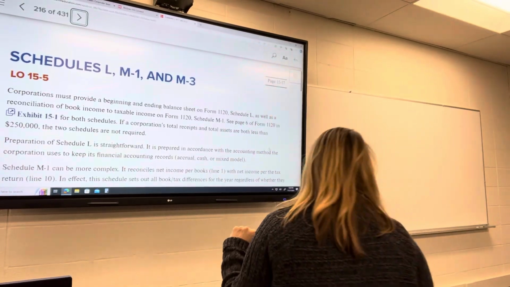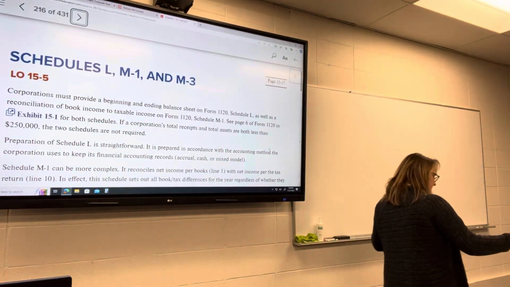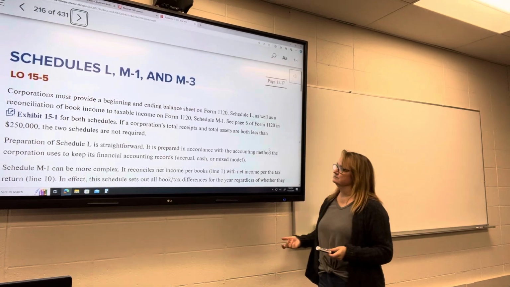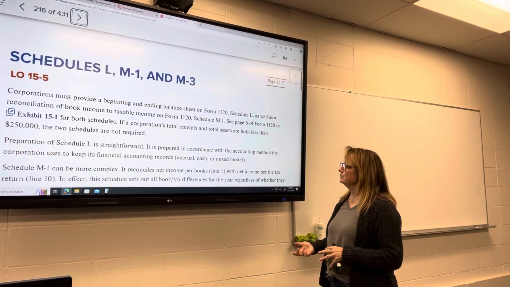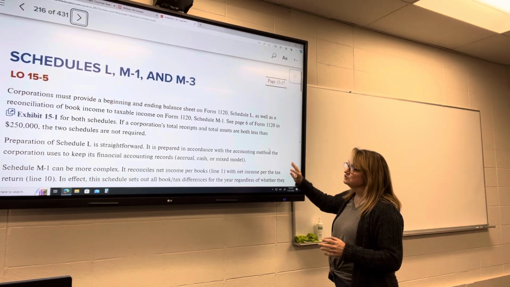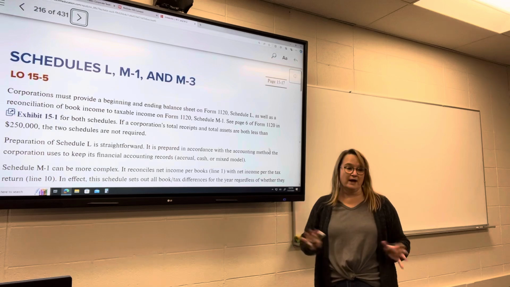Okay, so these schedules, and we're mainly going to talk about the M1 here. Schedule L is just the balance sheet, and it's the balance sheet per books. And if a corporation's total receipts and assets are less than $250,000, you don't have to prepare it.